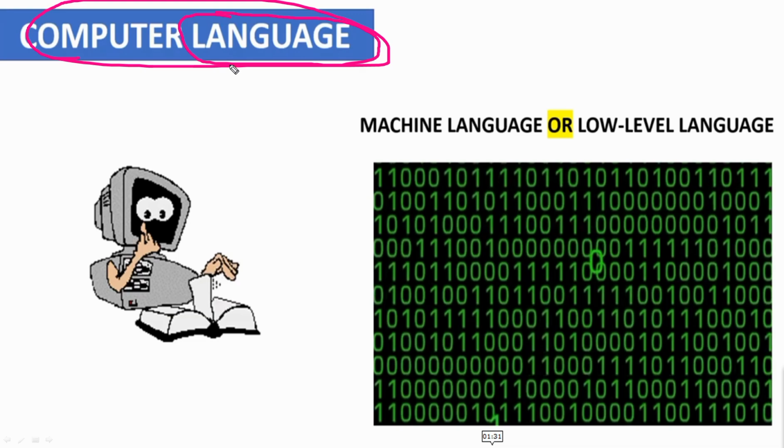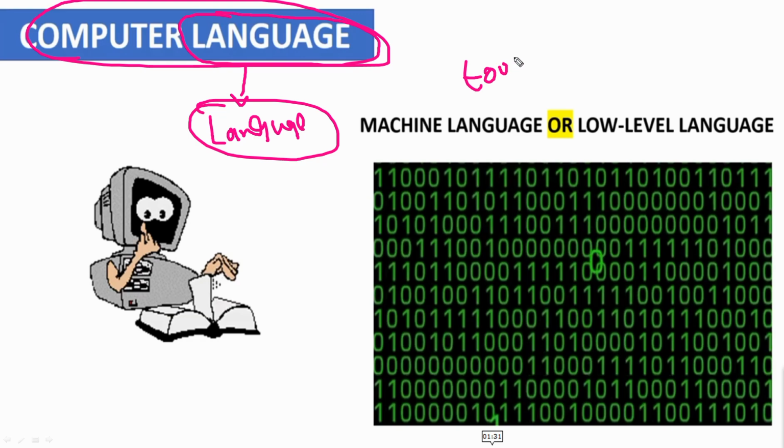Before learning about computer language, first we must know what is language. Language is one of the communication tools. The reason is, by using language we communicate from one person to another person. Similarly, if you want to communicate with computers, we need computer language.